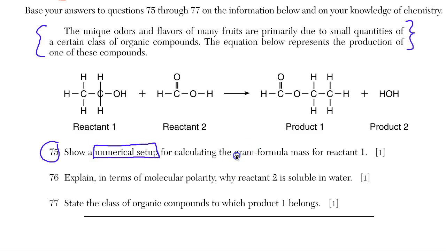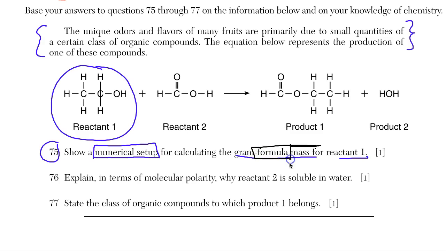We're calculating the gram formula mass for reactant 1. So there's reactant 1. They want the mass for the formula, right? So what do we have here? We have two carbons, C2. We have 1, 2, 3, 4, 5, 6, H6, and 1 oxygen.